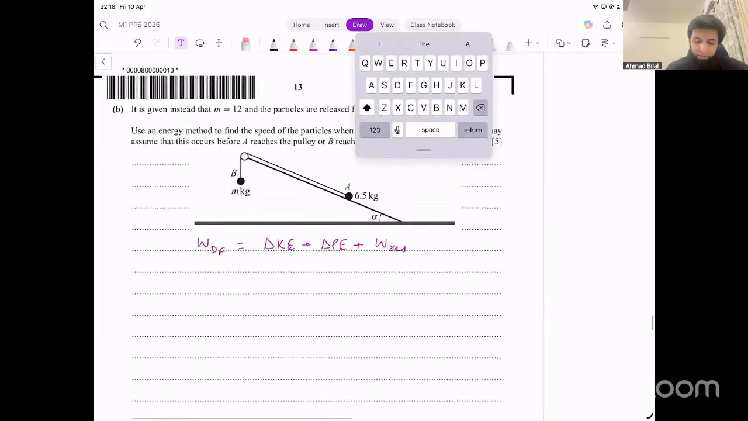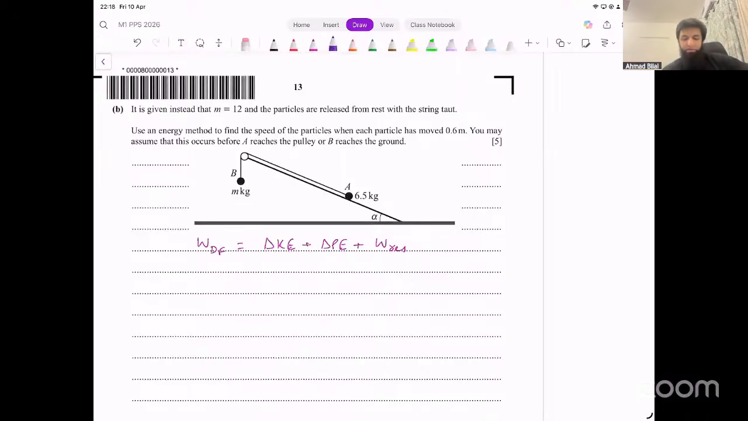Okay, m is equal to 12 now. Particles are released from rest with the string taut. In which directions are the particles going to move? It depends on the value for m. m is 12. That means in this direction, we have a force of 12 acting. What about along the surface? What is this force? The weight component acts vertically downwards, right? Which is 65. That component is going to be 65 sine alpha. See what that value turns out to be.